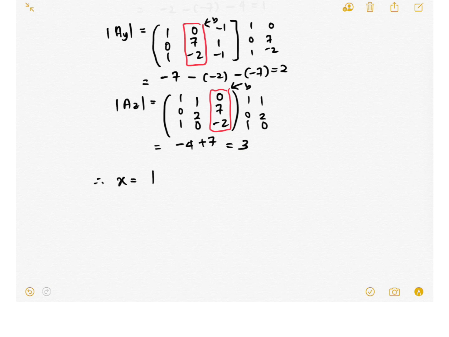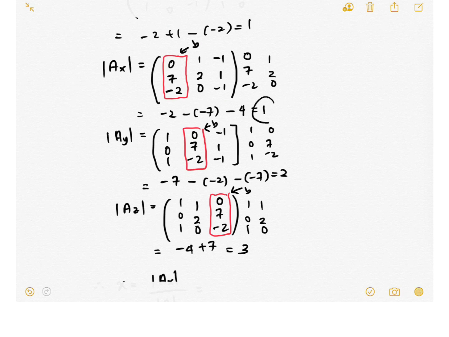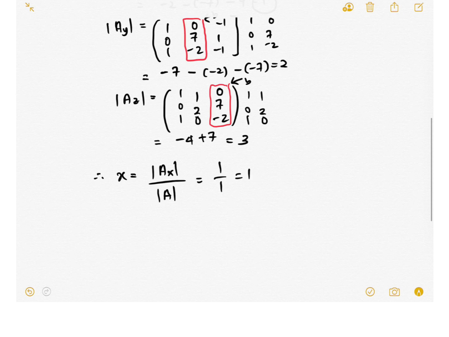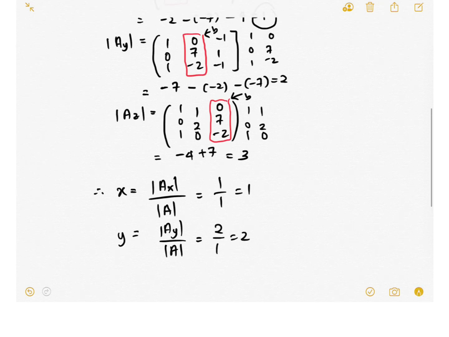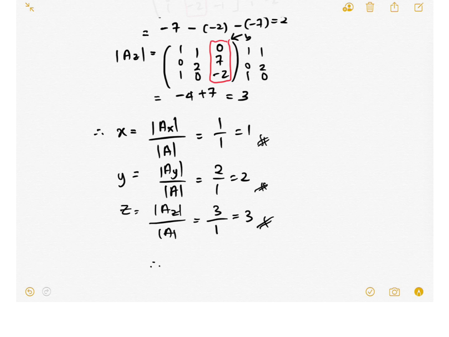So to find x, it is the determinant of Ax divided by the determinant of A, which is 1 over 1, equals 1. Then for y, it is the determinant of Ay divided by the determinant of A, which is 2 over 1, equals 2. And lastly for z, it is the determinant of Az divided by the determinant of A, which is 3 divided by 1, equals 3. Then you have x equals 1, y equals 2, and z equals 3.